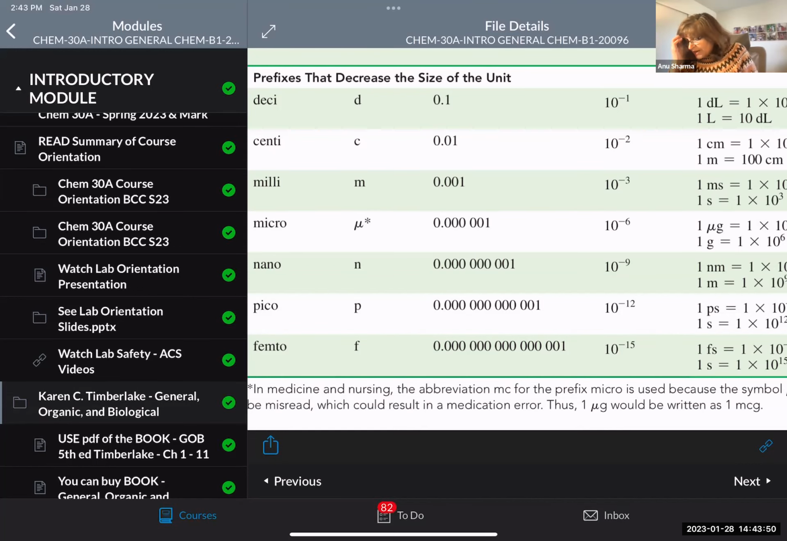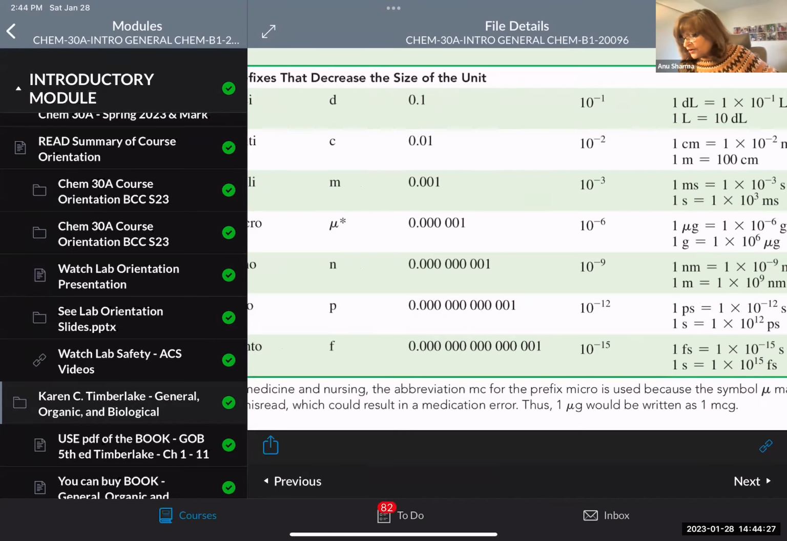Then you have milli. Milli is 0.001, a thousandth, and that's the sound. So it's 10 to the power -3. Then comes micro, which is 10 to the power -6, nano 10 to the power -9, pico 10 to the power -12, and femto 10 to the power -15. So these are really small amounts, like picomolar. Picomolar is molarity, but very, very small.